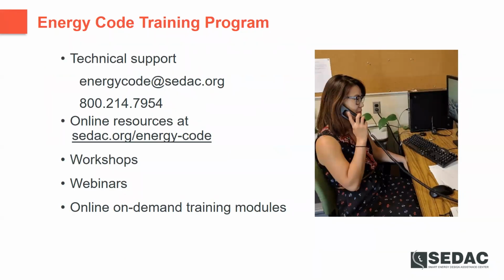Something we do have that's available to any projects related to the state of Illinois, and that is our technical support line. Have an email address, energycode@cdac.org, along with an 800 number. We do have several online resources available at our website, which we'll talk further about as we go further into this presentation. Some of those include archives of our past workshops and webinars. That is also where we announce future workshops and webinars as they become available and scheduled.